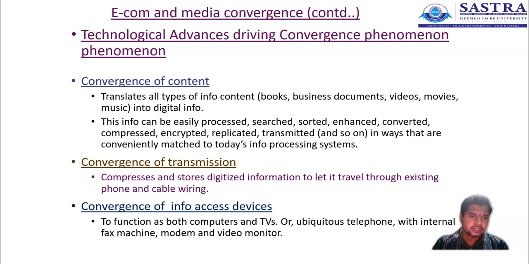because all these particular things are interdependent. So convergence of transmissions, which is nothing but compressing and storing digitized information to let it travel through existing phone and cable wiring. The convergence of information access devices, to function as both computers and TVs, or we will call that a ubiquitous telephone with internal fax machine, modem and video monitor.